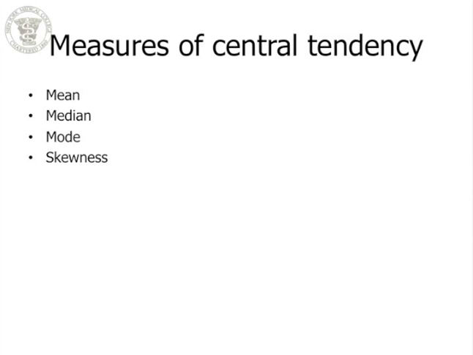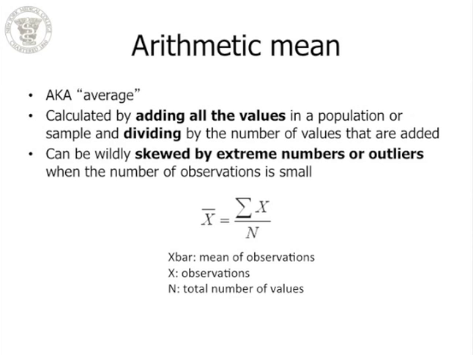Measures of central tendency. So let's start talking about the arithmetic mean. This is also known as the average. It's calculated by adding all the values of the population and then dividing by the number of values that are added. One of the key concepts to keep in mind with the mean is that it can be wildly skewed by extreme numbers, otherwise known as outliers, especially when the number of observations is small.